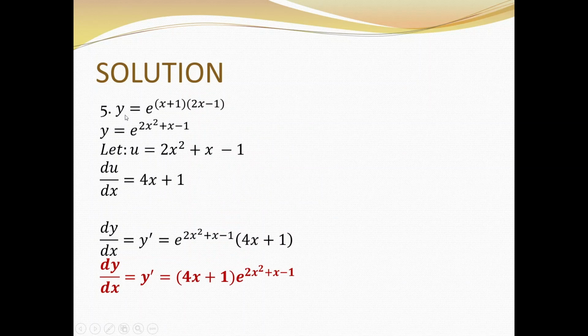Then for the given function y, the derivative is the derivative of y with respect to x, or if you want to, you can also express it as y prime, and this is equal to e to the u. So this is e raised to 2x squared plus x minus 1 times the derivative of u, which is 4x plus 1. Then we can simplify it as the derivative of y with respect to x is now equal to 4x plus 1 times the e raised to 2x squared plus x minus 1.